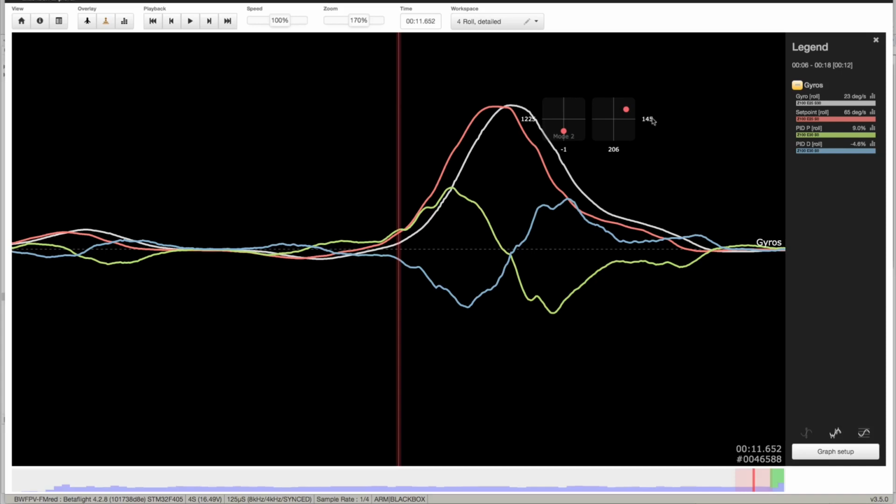So I've just pulled up a log file here in Black Box Explorer, but I'm going to show you this in MATLAB because I want to actually compute the P and the D term by hand, because I want to show you how simple this is and how the P and the D are computed directly from the set point and the gyro signals. So let's go over to MATLAB.